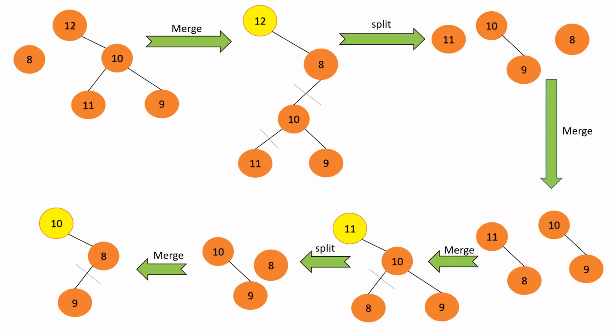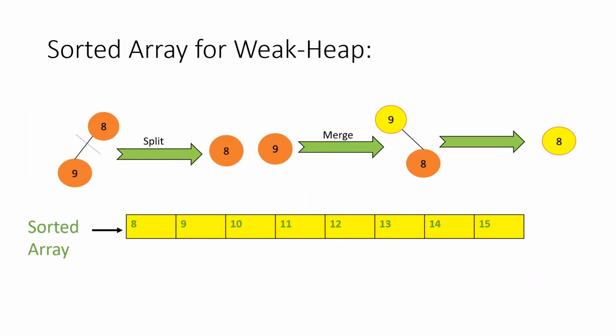The same follows here. The tree is being split to the leftmost subtree, and then it is being merged, and the root value is being placed in the array. This continues until the complete tree is split and one node is left. So here the 8 is left. So the sorted array is formed, which is more efficient. Here is shown the sorted array of the given heap.